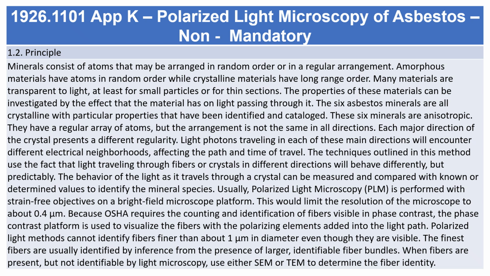Usually, polarized light microscopy, PLM, is performed with strain-free objectives on a bright-field microscope platform. This would limit the resolution of the microscope to about 0.4 µm. Because OSHA requires the counting and identification of fibers visible in phase contrast, the phase contrast platform is used to visualize the fibers with the polarizing elements added into the light path. Polarized light methods cannot identify fibers finer than about 1 µm in diameter even though they are visible. The finest fibers are usually identified by inference from the presence of larger, identifiable fiber bundles. When fibers are present, but not identifiable by light microscopy, use either SEM or TEM to determine the fiber identity.